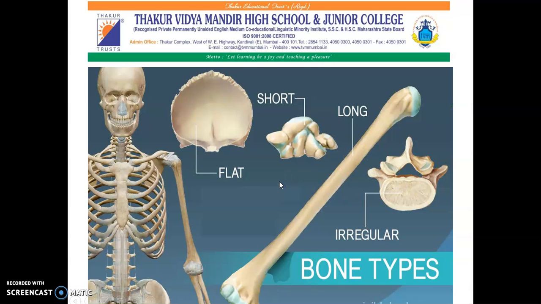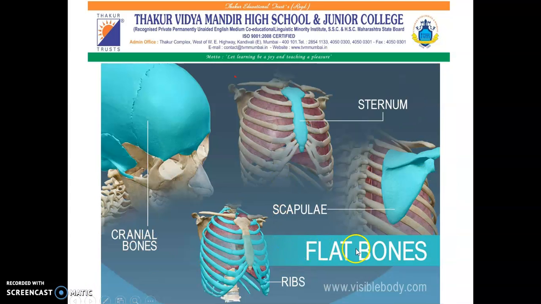Let us see different types of bones. There are 4 types of bones: flat bones, short bones, long bones and irregular bones. Let us understand one by one. Flat bones. Flat bones, as the name itself indicates, are flat in structure.